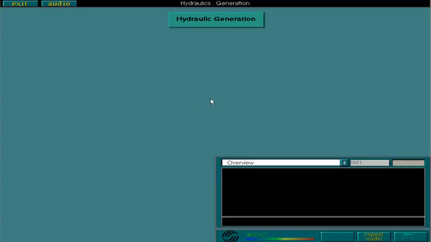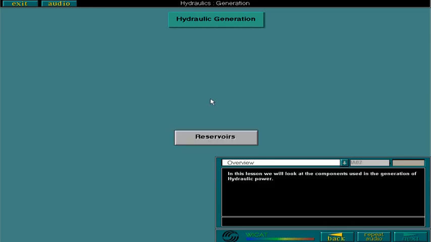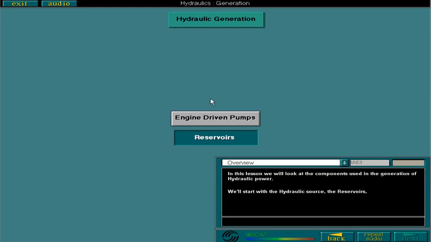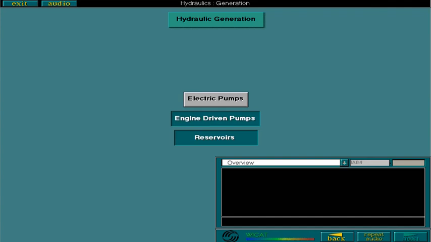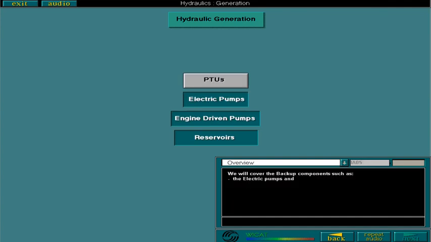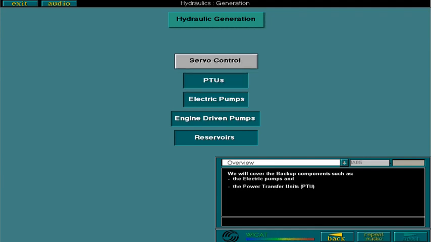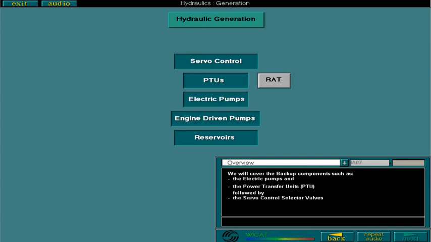In this lesson, we'll look at the components used in the generation of hydraulic power. We'll start with the hydraulic source, the reservoirs, and then look at the engine-driven pumps, or EDPs. We'll cover the backup components, such as the electric pumps and the power transfer units, PTU, followed by the servo control selector valves and the ram air turbine, RAT.